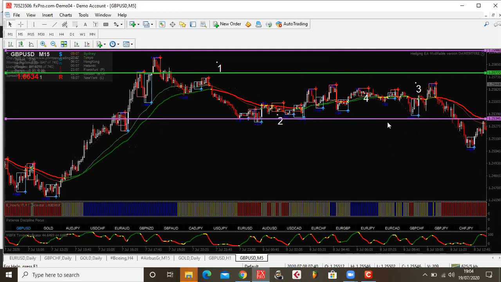Now, your third entry, you have to make 2 times whatever is here to profit, which was here. So you have to make 24 pips to profit.